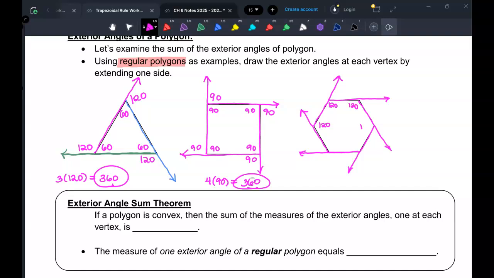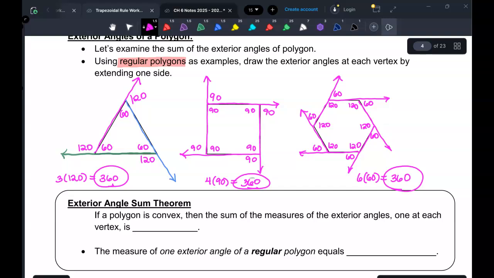Centipede. Okay. If each interior angle is 120, what is each exterior angle? 60. And how many of them do we have? 6, because it's a hexagon. So if I do 6 times 60, yay! So it doesn't matter how many sides we have, they're always going to add up to 360.